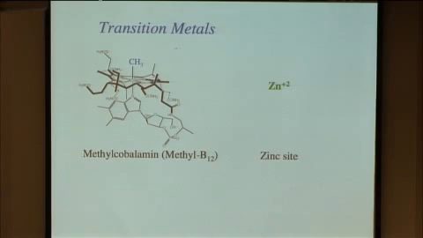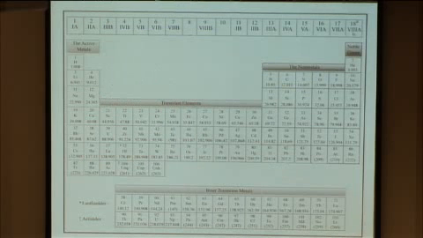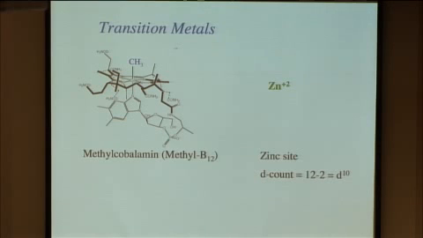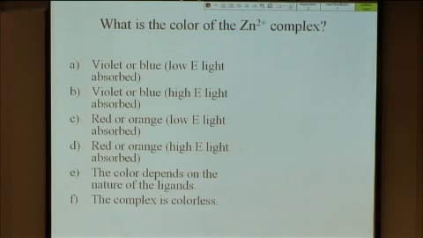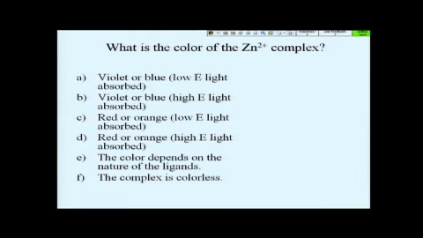All right, so what about zinc? This enzyme has a zinc, and it has zinc in the zinc plus 2 ion. So if you know that, you can calculate a d count. And so again, we can go to our periodic table. What group is zinc in? 12. So what would be the d count? 10. So 12 minus 2 equals 10. So what would you think would be true about the color of this d10 system?